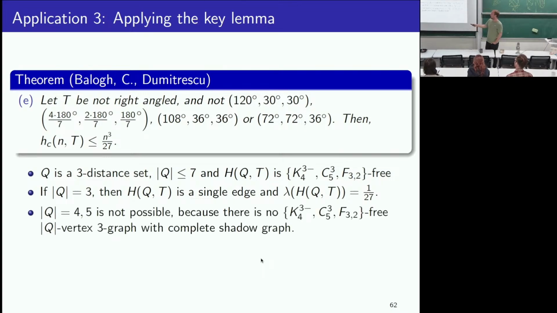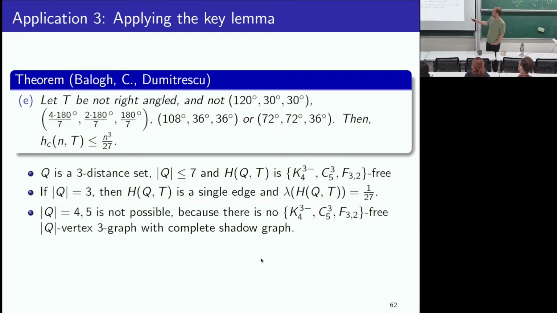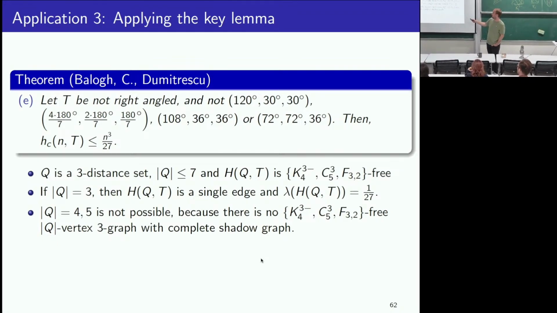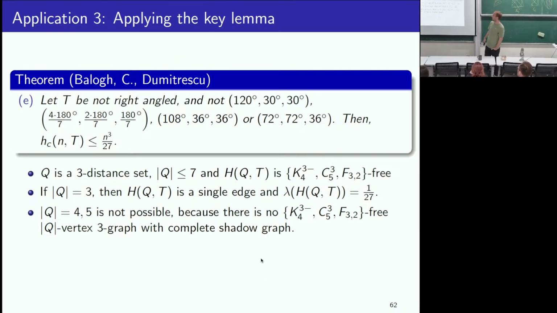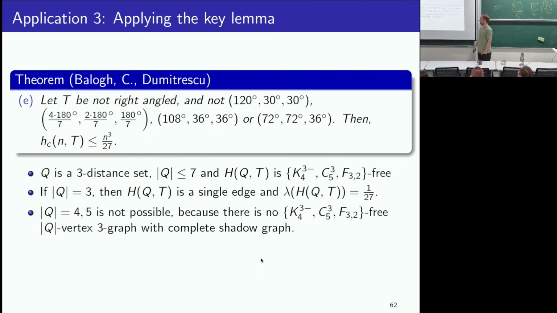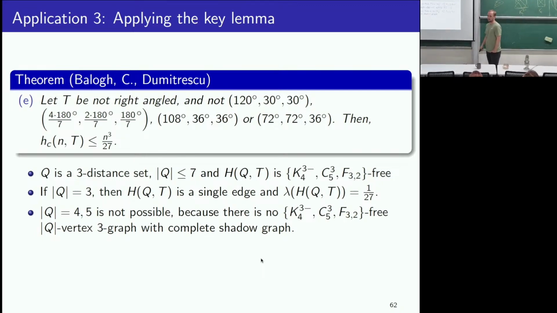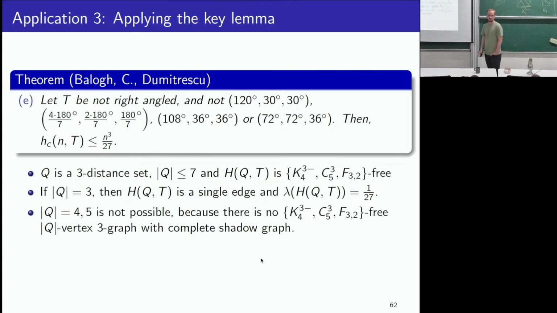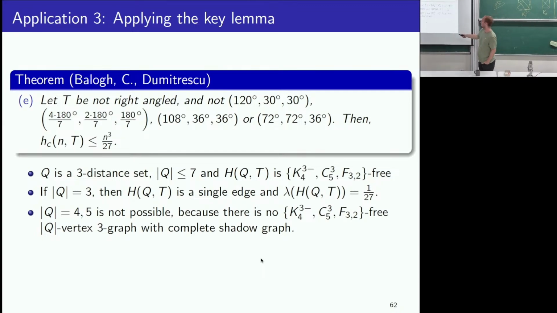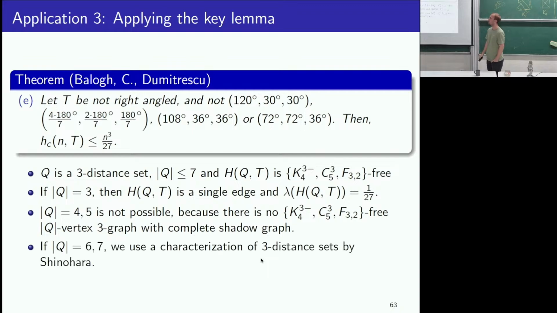Q could have size 4 or 5, but this is not possible, because if you go through all 3-graphs which don't contain those 3 guys, then none of them have a complete shadow graph. For this you actually have to take a look at all the 3-graphs there are on 4 and 5 vertices. There are like 10, 20. And you need to look only at those which don't contain those forbidden guys, and the shadow graph will not be complete, so we can't have size Q for Q being 4 or 5.